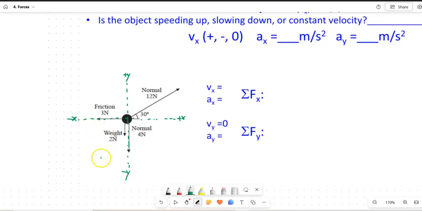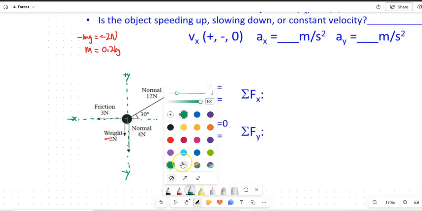So I'm going to start marking these as positive or negative. The weight of the object is 2 newtons. And while I'm here, if negative mg is equal to negative 2 newtons, then that means the mass, and let's just call gravity 10, is 0.2 kilograms. Now we know from the weight force, and I always start with that. And it looks like we have some other random force.